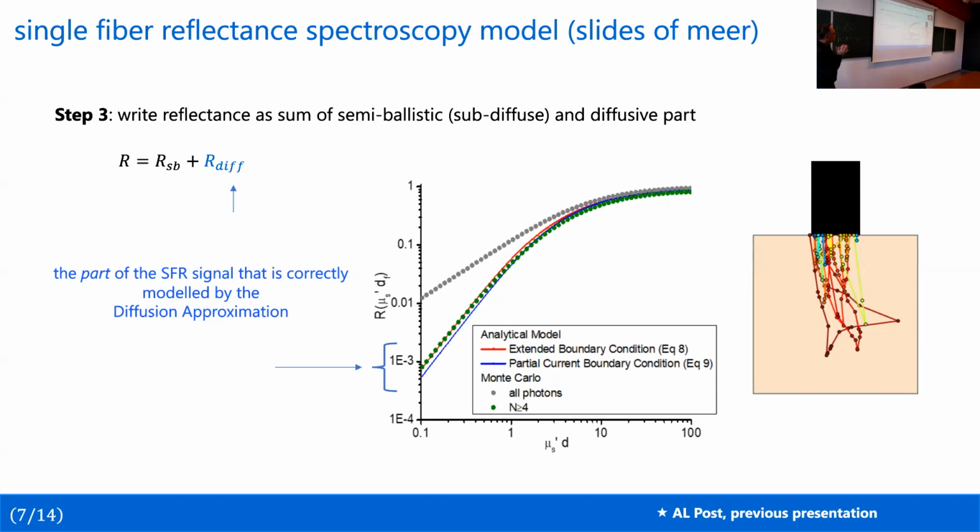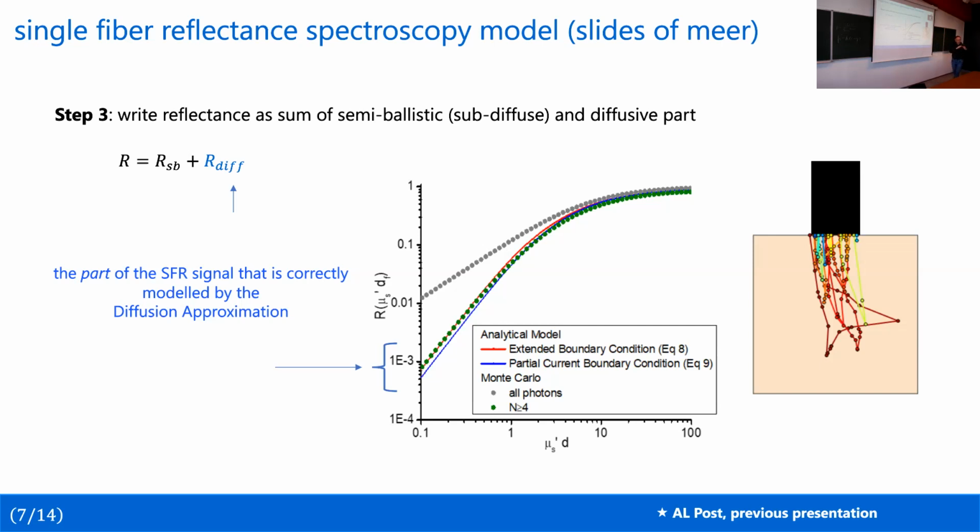And the idea why we think this is possible is again based on Monte Carlo simulations. Numbers of Monte Carlo simulations, where here you see the result: on the horizontal axis is mu_s' times the fiber diameter in that simulation, so fiber diameter here and mu_s' in the medium. And here is the reflectance that is measured. Now, if you look at the Monte Carlos, this is the result. So the gray dots here are the results.